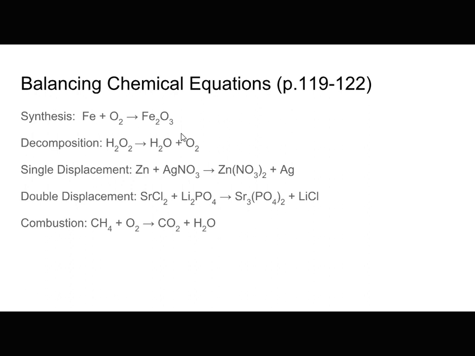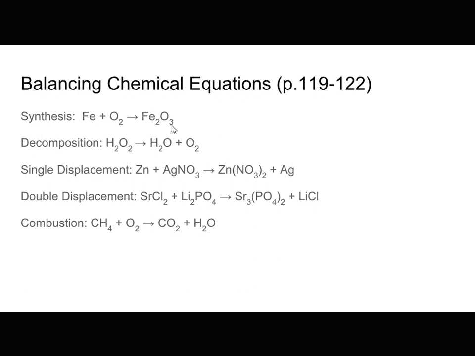Synthesis reaction is where you make one product. This is actually how to make rust. Iron plus oxygen makes Fe2O3. What I would notice is I have 1 iron on this side of the equation and 2 irons here. I have 2 oxygens here, I have 3 oxygens there.